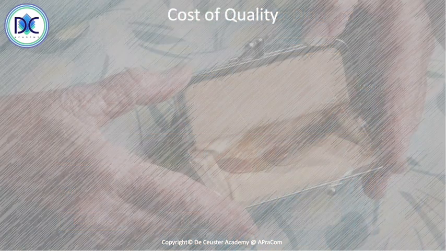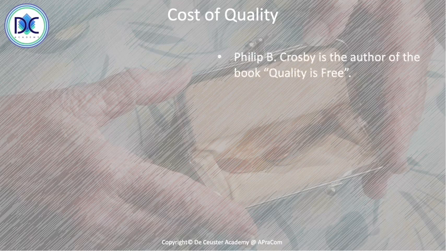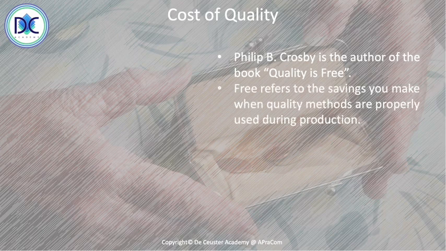Another element about quality is what we call cost of quality. One of the gurus, Philip B. Crosby, has written a book, and the book is named Quality is Free. Now, when we look at quality is free, it means that when we apply good quality management, the quality measures that are properly used during production will create savings. So you have the cost impact, you have to invest in quality. On the other hand, you have the higher quality output. Less rework, less scrapping means lower cost, and you have a positive net effect.